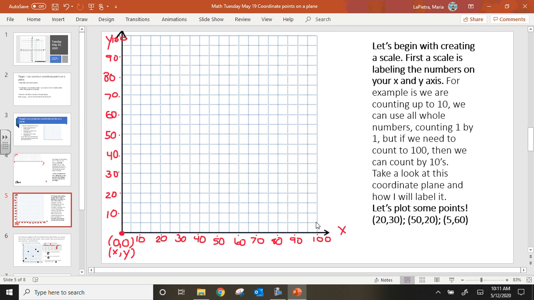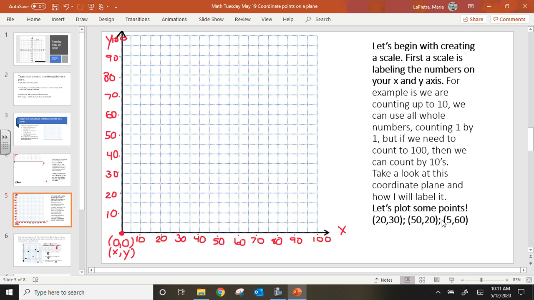So here's how I will label it. Here's my origin, 0, 0, representing x first, y second. And then I counted by tens: 10, 20, 30, 40, 50, all the way to 100 on my x-axis. Here's my y-axis, up and down, vertical, 10, 20, 30, 40, 50, and so on until I get to 100.